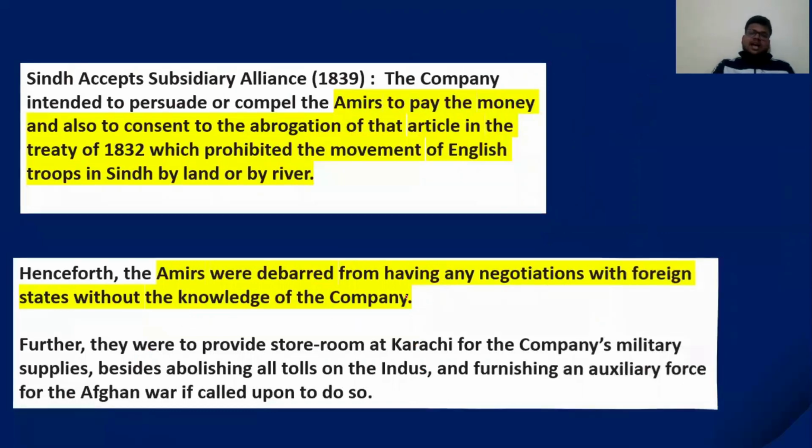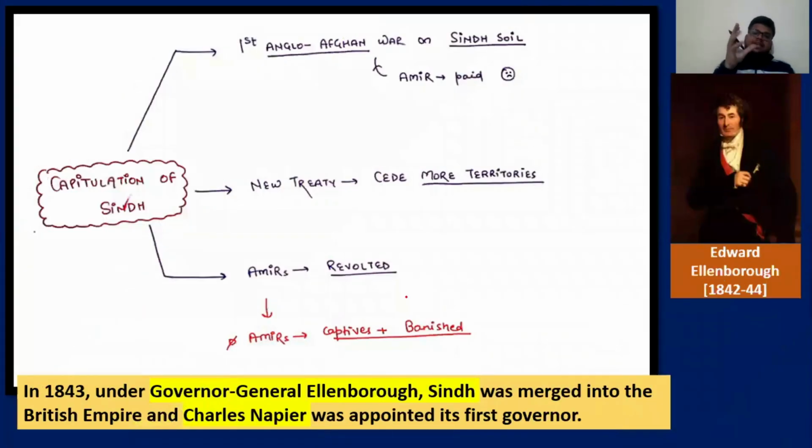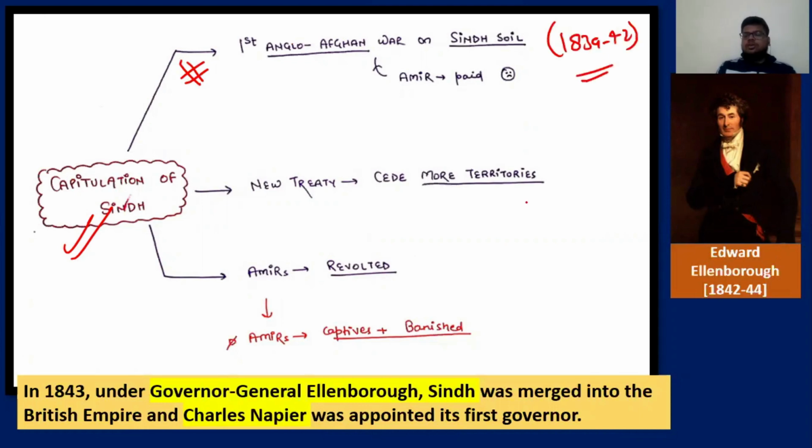So now you see that the Amirs are now subjugated completely. And finally, the capitulation of the Sindh: Sindh divided, and the different parts of the Sindh are saying, okay, go ahead and annex us. So you can see the first Anglo-Afghan War happened on Sindh soil, 1839 to 42. And the expenses were paid by the Amirs. But the Amirs were never thanked for whatever they have done.